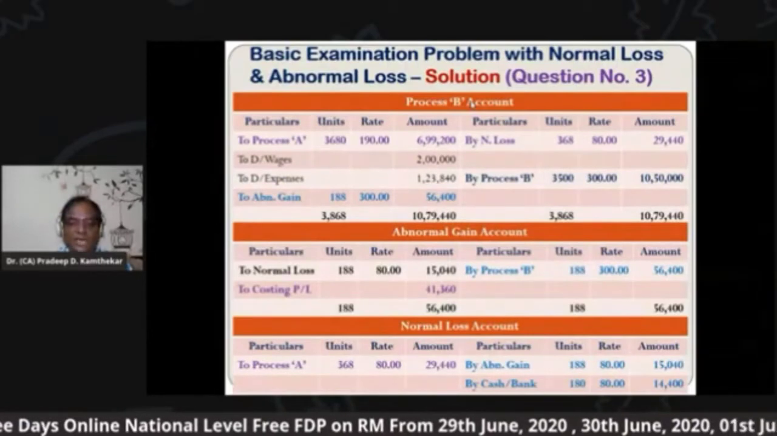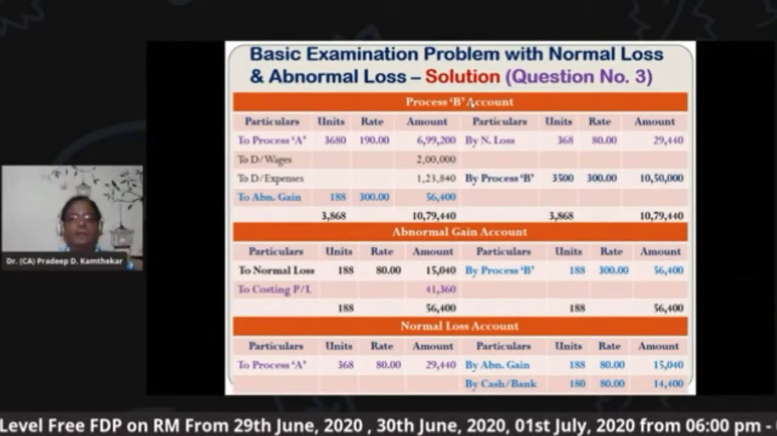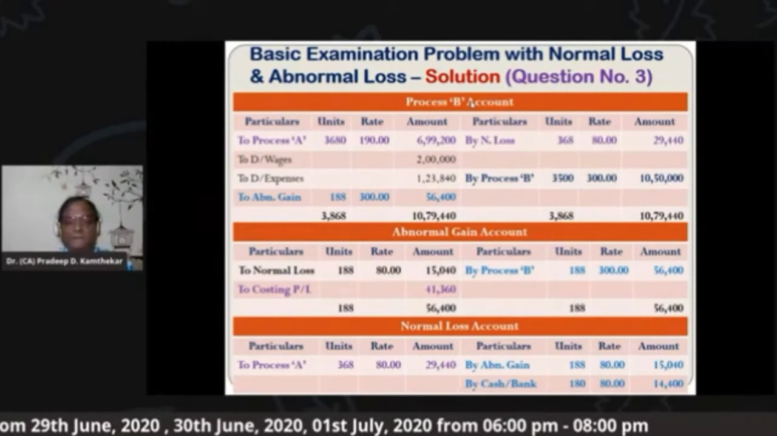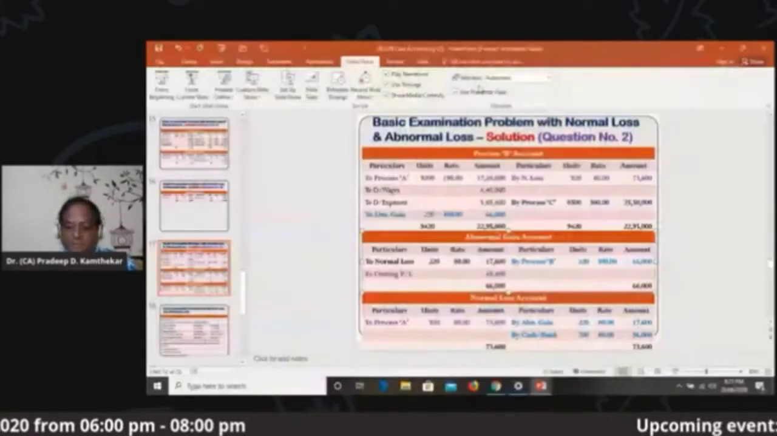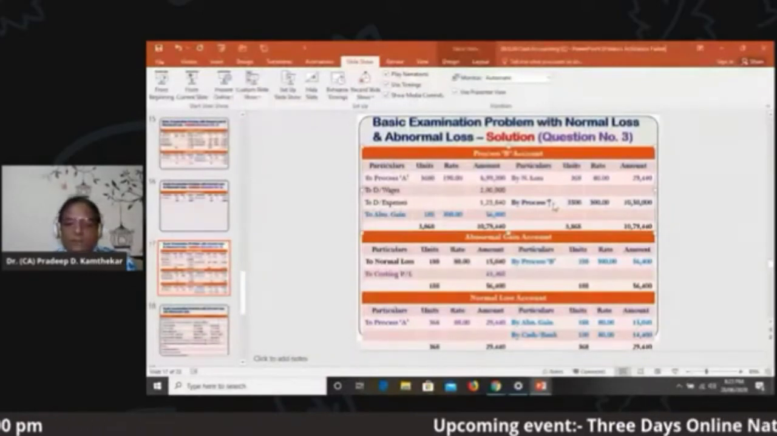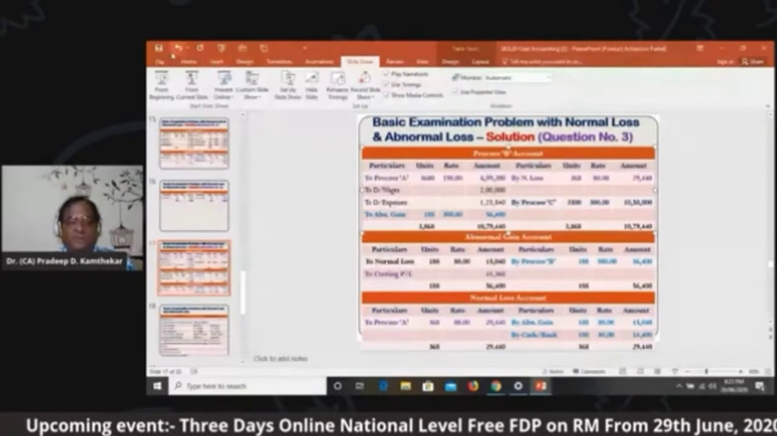Here nothing is sold from process A. Now here from process B, it directly goes to process C. That is a typography error.